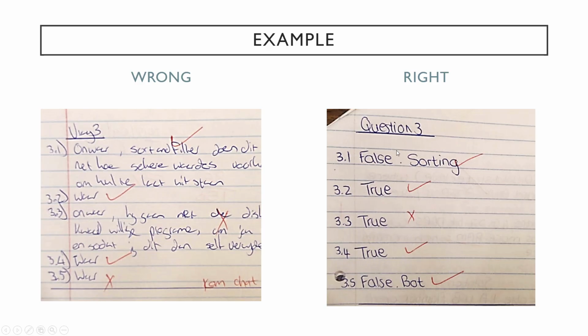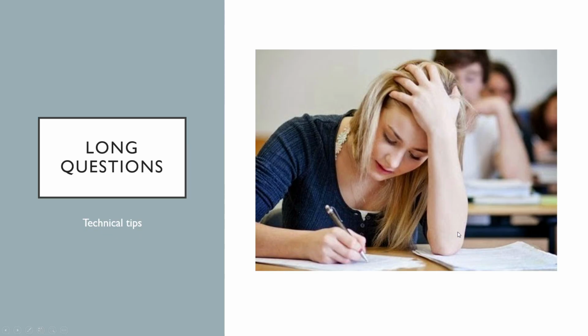Now, if this person had just said all true, like let's say you knew absolutely nothing, and you get to this section and you just say, well, all true. Guess what's going to happen? You're going to get 2 marks. If you'd left it blank, you would have had nothing. So at least the person is going to get 2 marks.